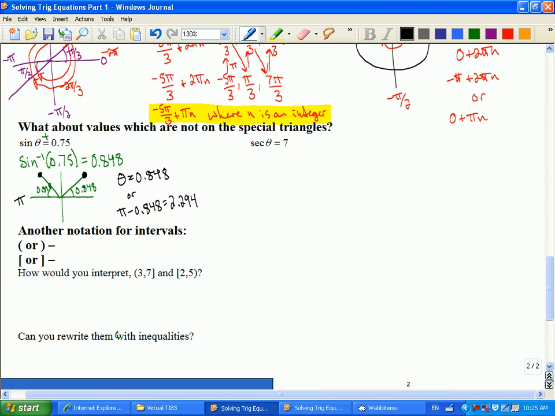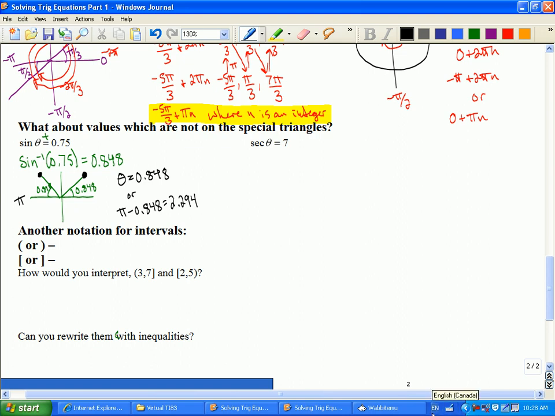So the process is identical. It's just you don't need to refer to the special triangles to get the reference angle. You can use your calculator to get a reference angle. So you guys try secant of theta equals 7, and you won't be able to use a special triangle there because there's no triangle with side 7.